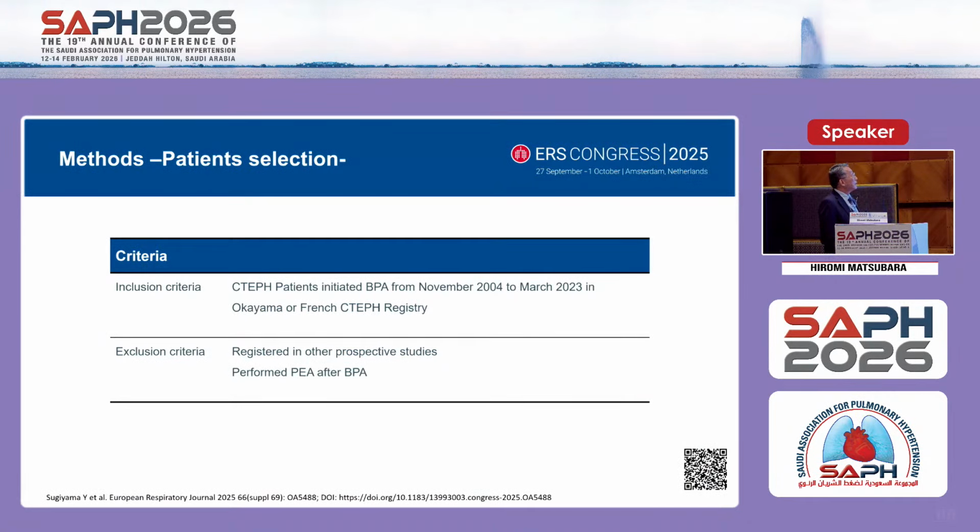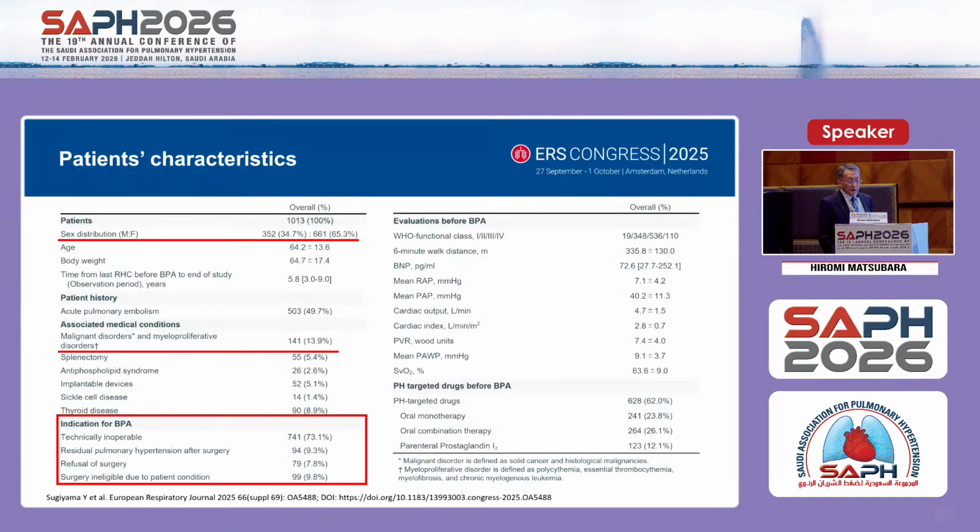The inclusion criteria were CTEPH patients who initiated BPA from November 2004 to March 2023 in the Okayama or French CTEPH registry. The exclusion criteria were registration in other prospective studies like LACE or MR BPA study, and performing PEA after BPA. So, the patient characteristics: the patient number was 1,013, almost half and half from Japan and the French group.